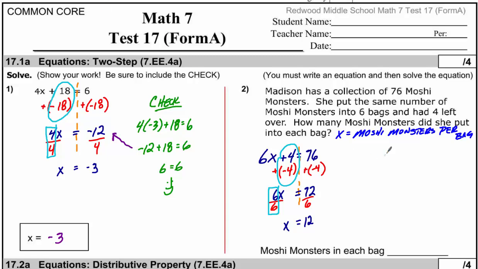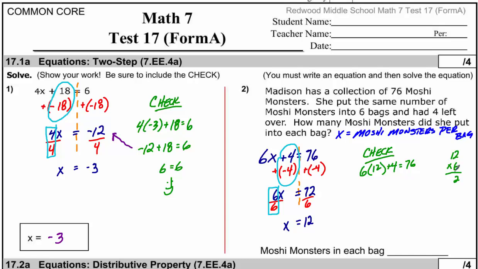Let's see if that makes sense. Let's see if that answer works. So we are going to check our work. We're going to take the 6, multiply it by 12, add 4, and see if we get 76 as an answer. So the first thing I'm going to do is 12 times 6.